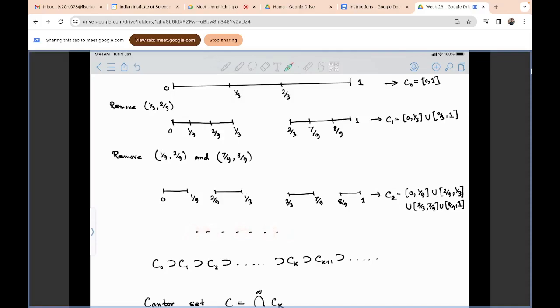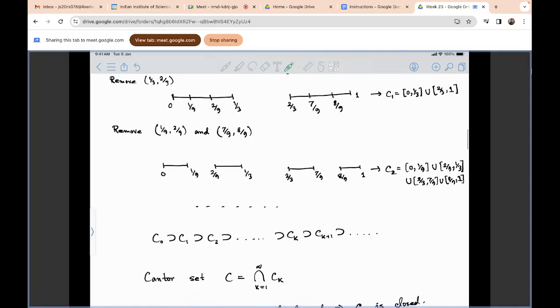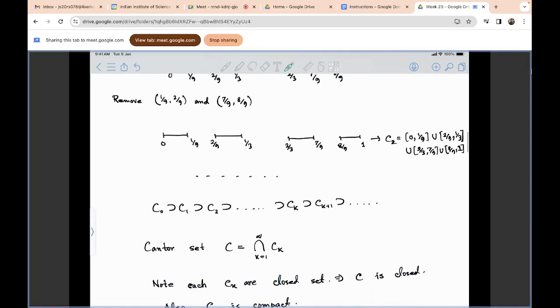So what will you get? You will get C0, then C1 is a subset of C0, C2, and like this C_k is a subset of C_{k-1}, and so on. In this process, at the end what will you get? That set is called the Cantor set. In the limit, the Cantor set is basically C, which we denote as the intersection of C_k for k equals 1 to infinity.